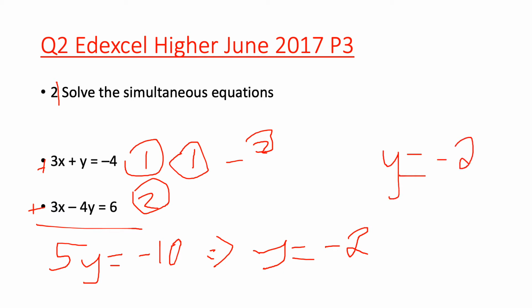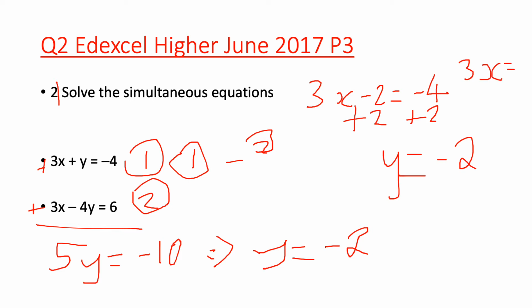So y equals minus 2. Putting that into either equation, we'll put it into equation 1 to work out what x is. 3x minus 2 is equal to minus 4. Adding 2 to both sides, I get 3x is equal to negative 2. So x is equal to negative 2/3. And that is my solution to the equations. So x is negative 2/3 and y is minus 2.